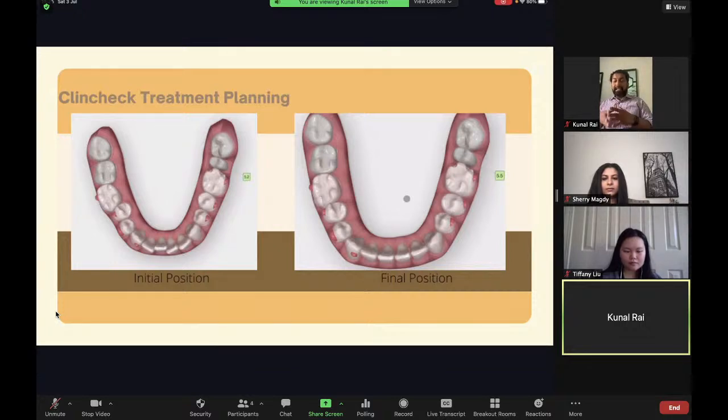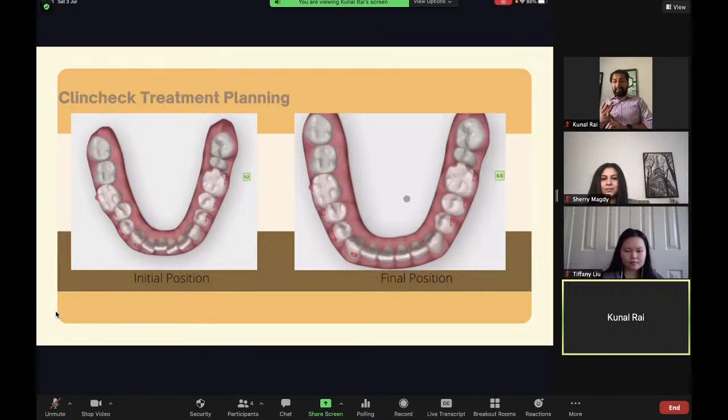For any kind of braces to work, not just Invisalign, there are three factors. You need space, you need time, and you need force. Three variables, they are very important. So I will test you on these. I will ask you again at the end.